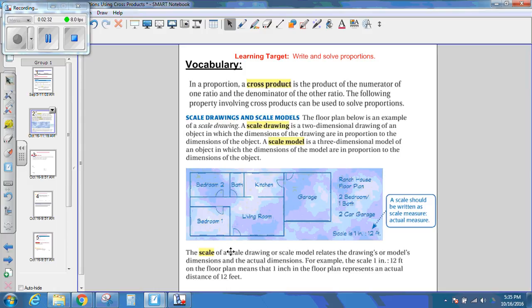And then the scale of a scale drawing relates to the drawing's dimensions and the actual dimensions. So for example, here we have a scale that's 1 inch is to 12 feet on the floor plan, which means that 1 inch on our floor plan here represents 12 feet in the real world.